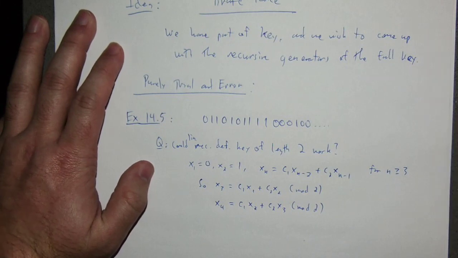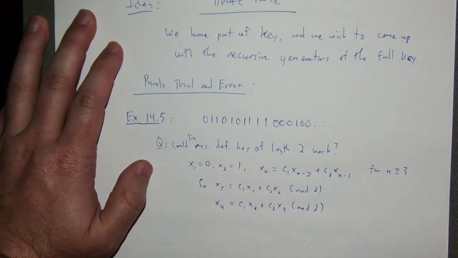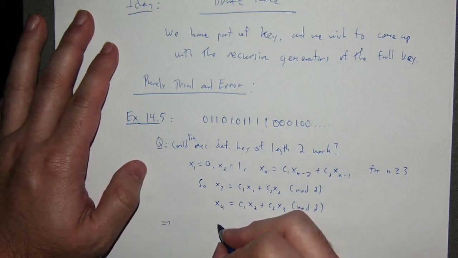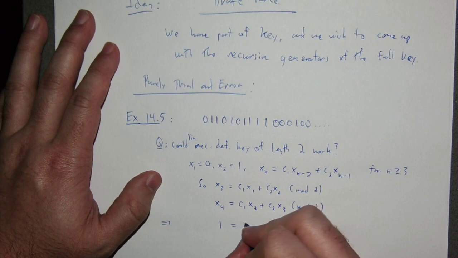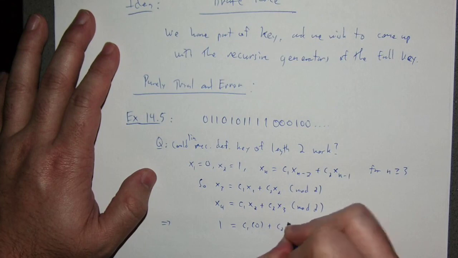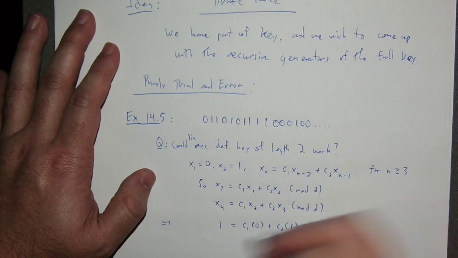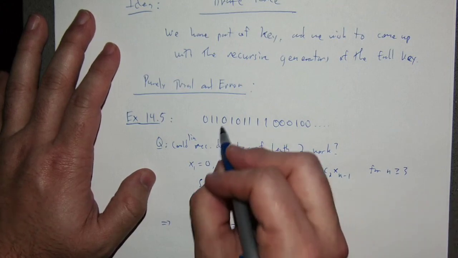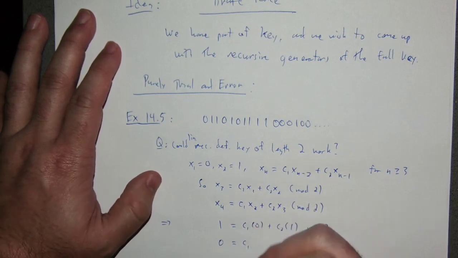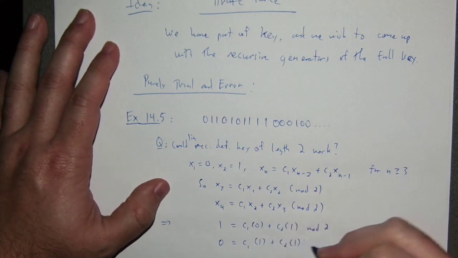Okay. If we actually just plugged in what these things were, what would I get here? Meaning plugging in from the key itself what this would have to be. So this would be 1 is equal to c sub 1 times 0 plus c sub 2 times x sub 2, which is 1, mod 2. And x sub 4 is 0. So 0 would be equal to c sub 1 times 1 plus c sub 2 times 1, mod 2.